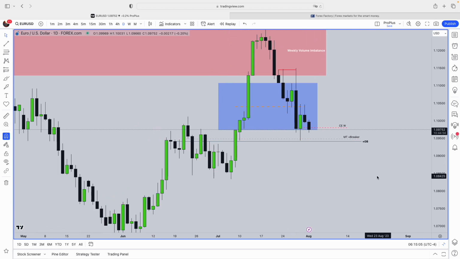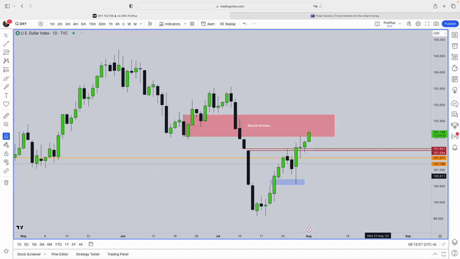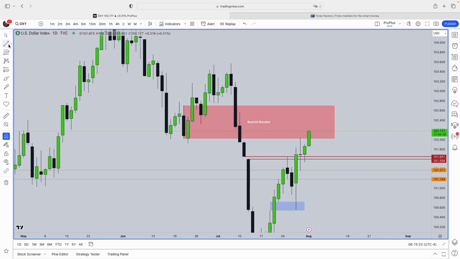But we look at the dollar. The dollar could potentially want to run more into this bearish breaker, maybe into the mean threshold. So just keep an eye on that. So that wants to run a little bit higher. There's a fair value gap up here, so I want to keep my charts quite neat.